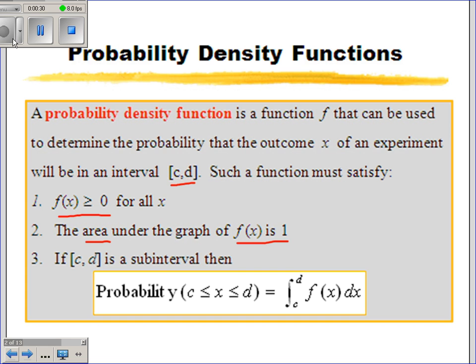And if [C, D] is an interval, the probability that x falls between C and D is given by this definite integral, the integral of the function from C to D. So that's giving you that area, and that gives you the probability that x falls between C and D.